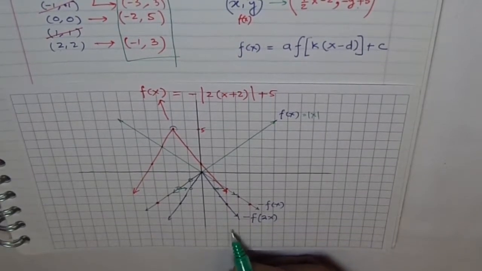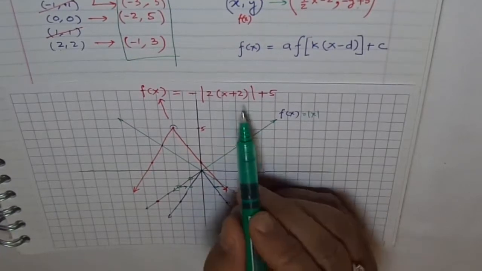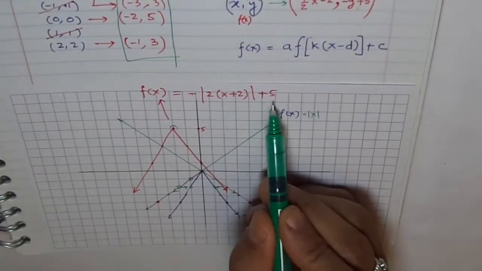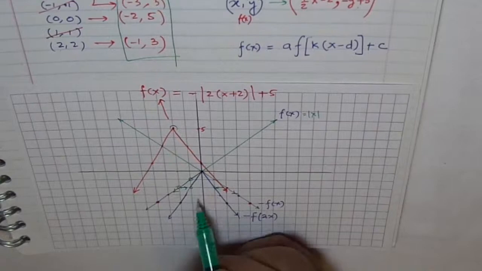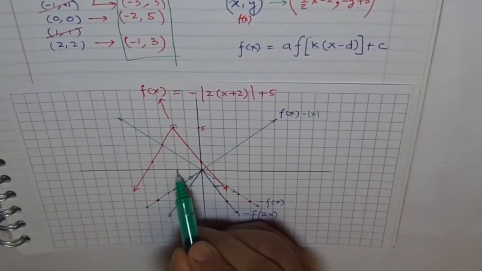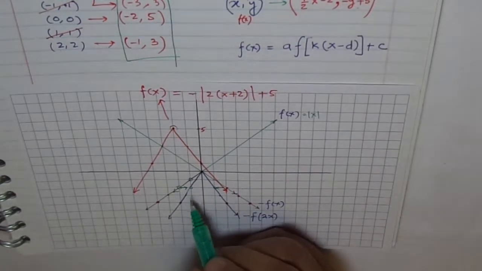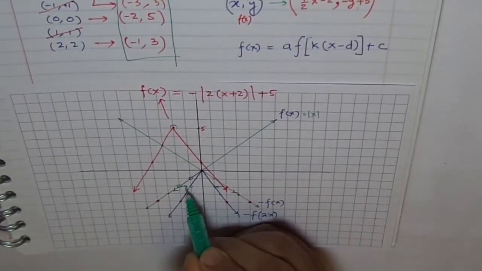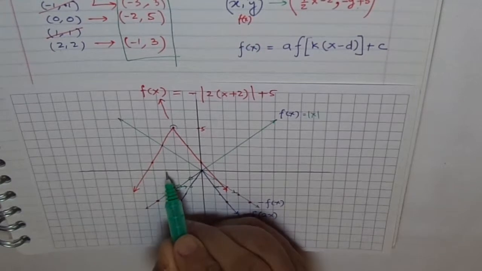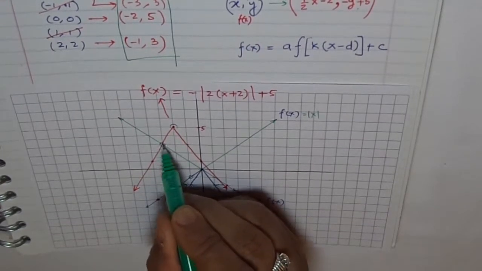And then we did both the translations together. Left 2 units and 5 units up. So we moved this point 2 left and 5 up. Got the vertex of the new one, and you can take any other point and move 1, 2 and 1, 2, 3, 4, 5. There you are.